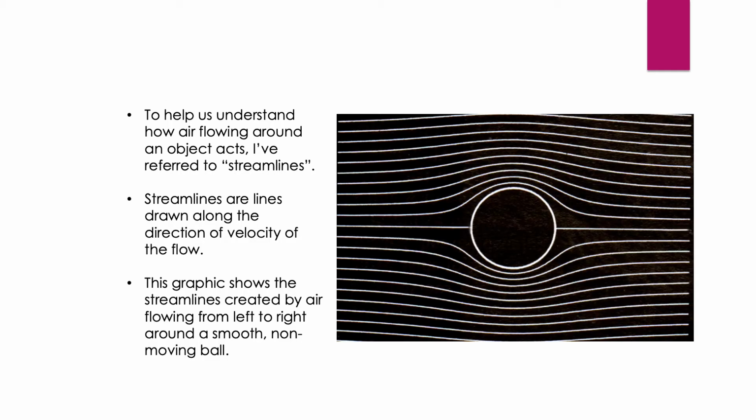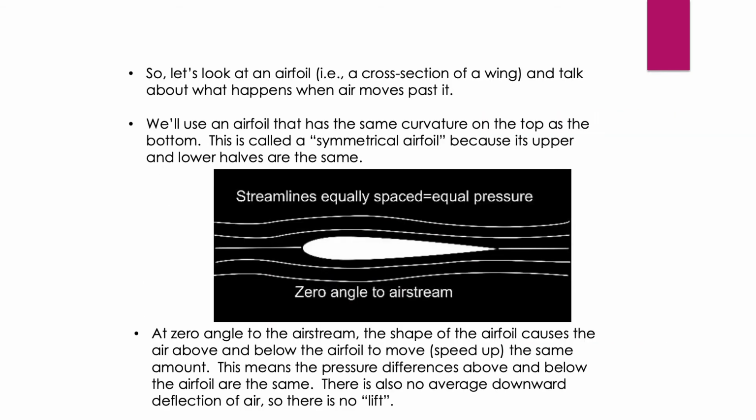Now we talked about what streamlines are, and this is assuming a flow from left to right, and this is the air that flows around a non-moving ball. And as you can see, you can see the streamlines squeezing together, but that raises a very interesting point that we'll talk about in a minute: if you look ahead of the ball, you'll see the streamlines are actually starting to move away from the ball before it ever gets there. So what is that telling you? And we'll talk about that in a few minutes.